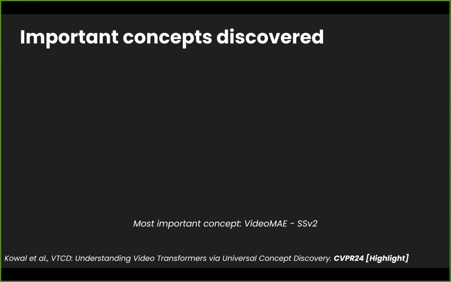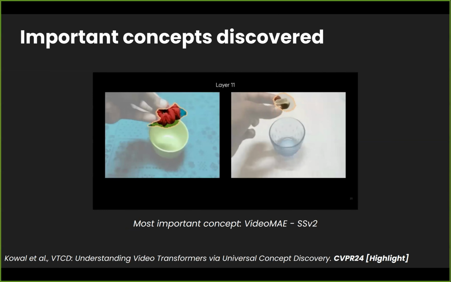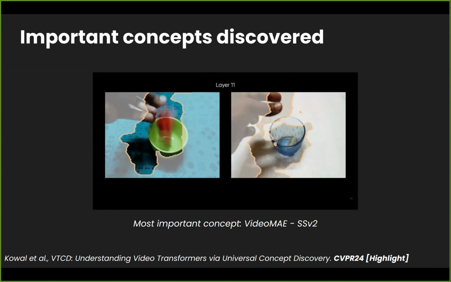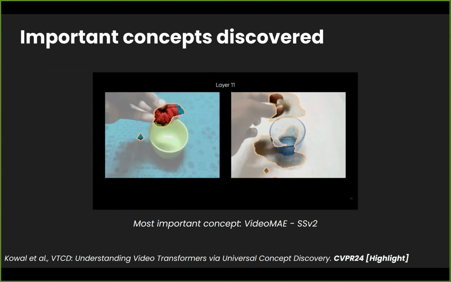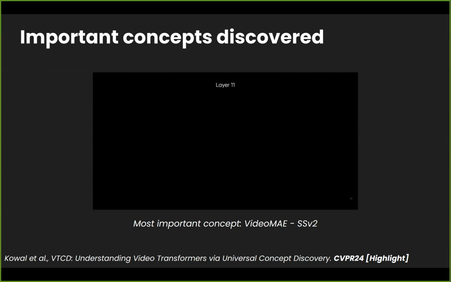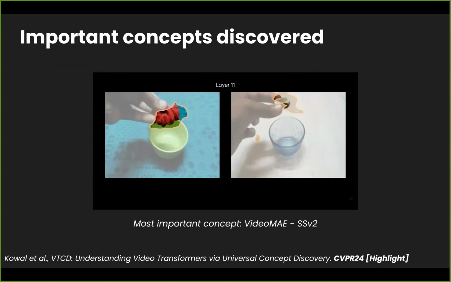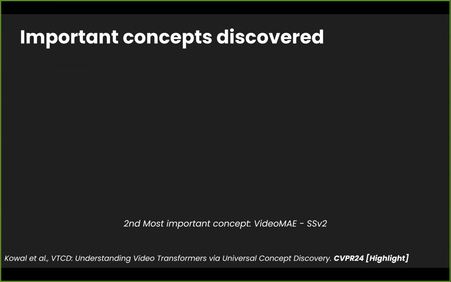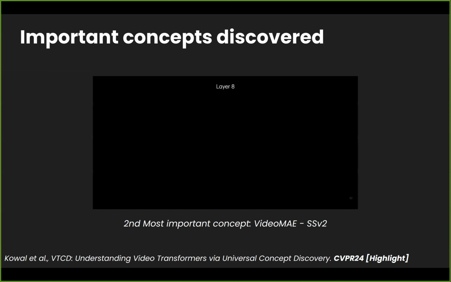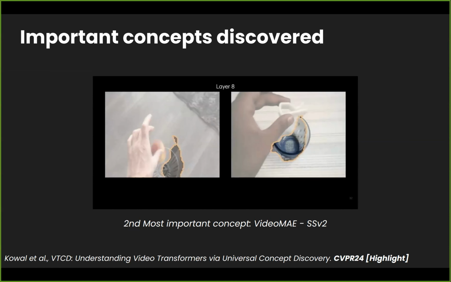We also looked at the most important concept for the supervised video MAE model, trained for action recognition on Something-Something V2 for the class of dropping something into something else. And so the most important concept was at layer 11. It tracks the object being dropped until the drop occurs, after which it tracks the container. And the second most important concept was found at layer 8, and it captures the container without the object.